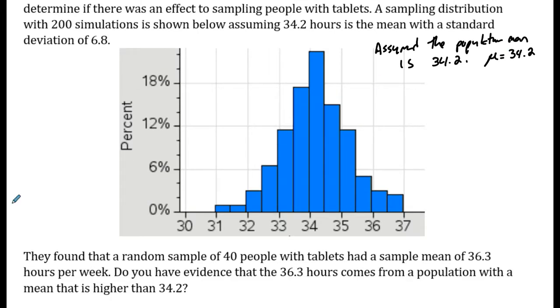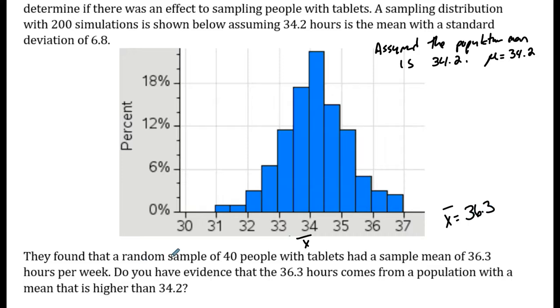We did a simulation based on that, which is shown in this histogram below. This is a whole bunch of x bars. Every part of this histogram came from a sample and is an x bar. They found that a random sample of 40 people with tablets had a sample mean of 36.3 hours per week. So my sample mean that I'm working with is 36.3, not percent. We're not dealing with proportions.